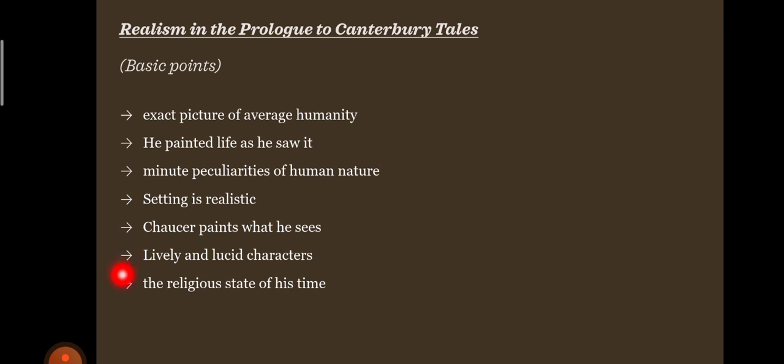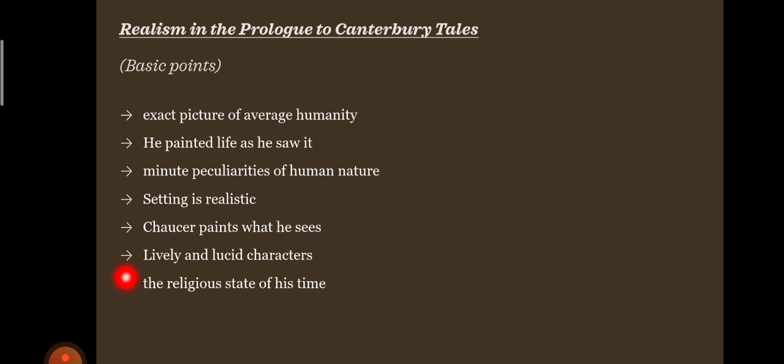The last point is that Chaucer describes the religious state of his time. And this was a very realistic aspect of his prologue to the Canterbury Tales. Because there were so many characters like the monk, friar, pardoner, and summoner, who had forgotten the rules of the church, of labor and poverty. They were living their secular lives.